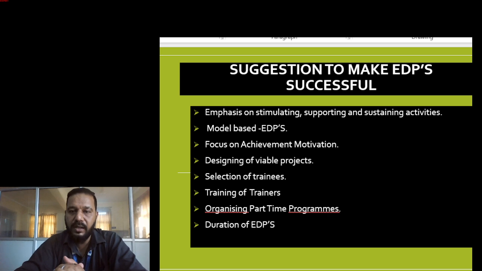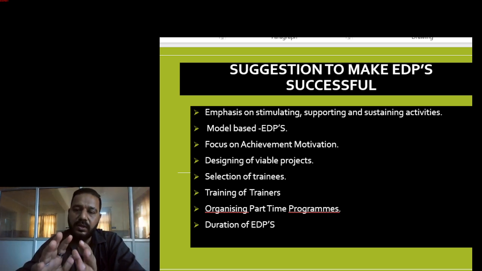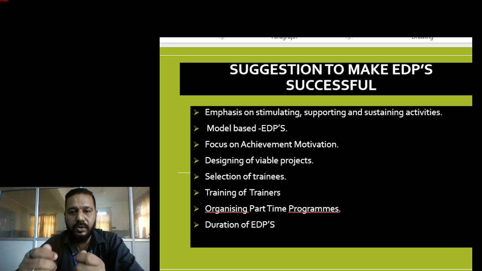Next is selection of trainees. Selection of trainees means what? We should choose those trainees who are interested in entrepreneurship. We should not choose those potential entrepreneurs who are not interested in this type of program. It should not be forceful. It should be like people should like it. It should be tempting.